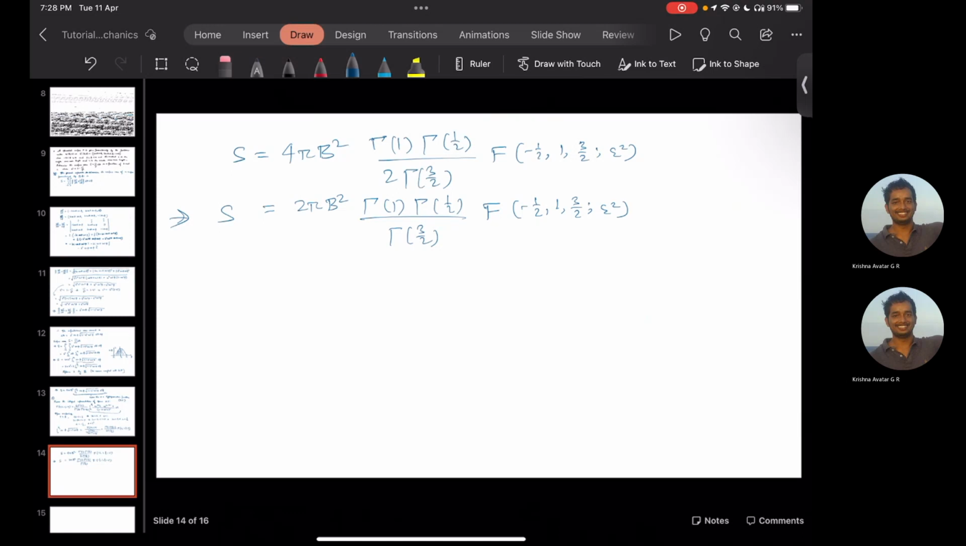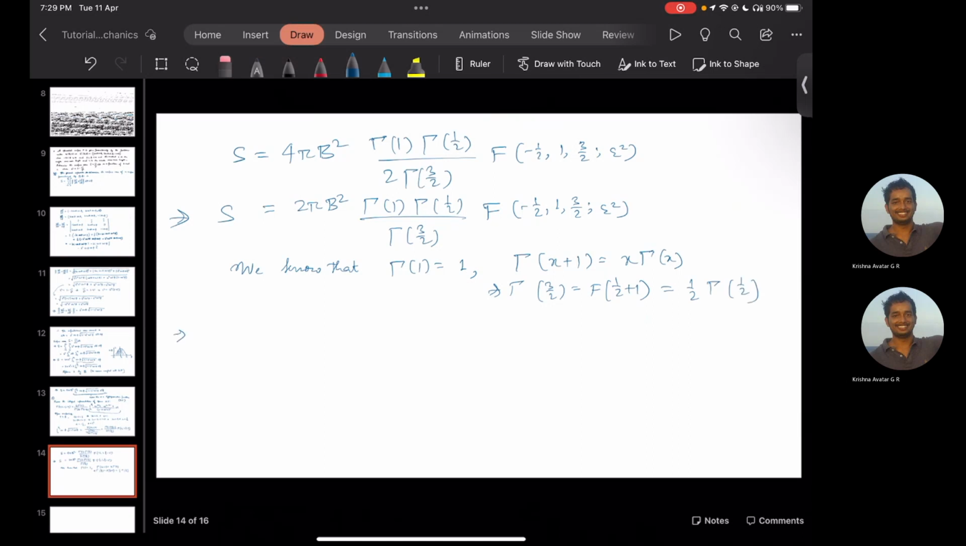Now let's use our gamma properties. We know that gamma of 1 is equal to 1. Fine. Now we also know that gamma of x plus 1 is equal to x times gamma x, right? So this implies that gamma of 3/2 is equal to half plus 1. So this means that we have half of gamma of half.